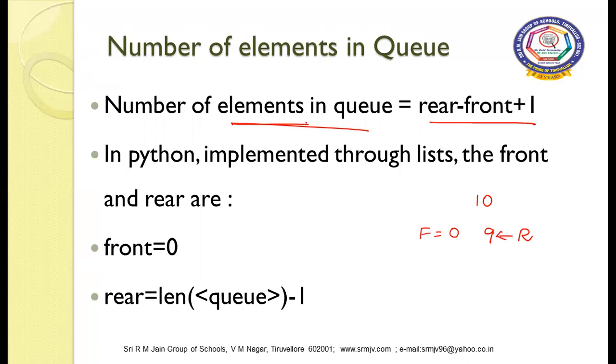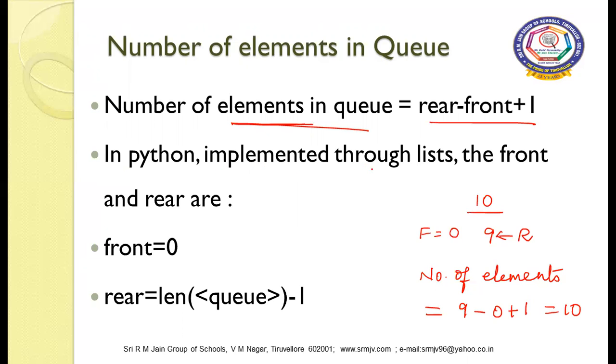So to calculate the total number of elements: number of elements equals rear value 9, minus 0, plus 1, which gives 10. This is the total number of elements in your queue.